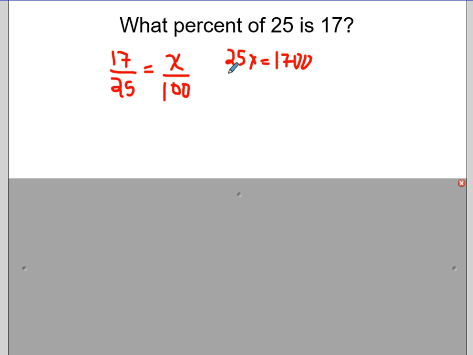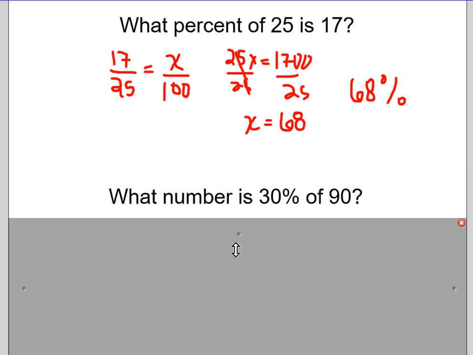I am going to divide by 25. Divide by 25. And so x, or my percent, is going to be 68. So what percent of 25 is 17? It's 68%. All right, easy enough. All right, let's look at another problem.